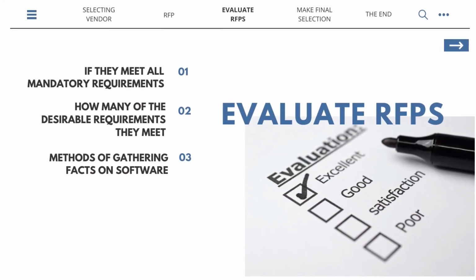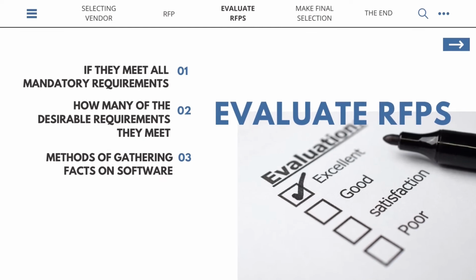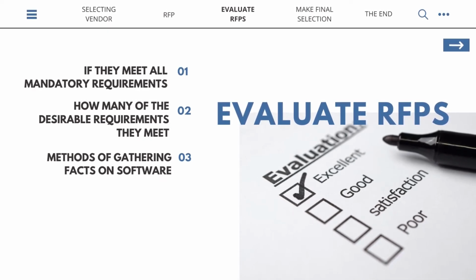The third process is evaluating the RFPs. After the RFP has been sent to the vendors, then Maju developers Sendiri Berhad need to compare the proposals based on whether they meet all mandatory requirements, how many of the desirable requirements they meet, and methods of gathering facts on software. Proposals that lack important information, fail to meet minimum requirements, or are ambiguous are eliminated.